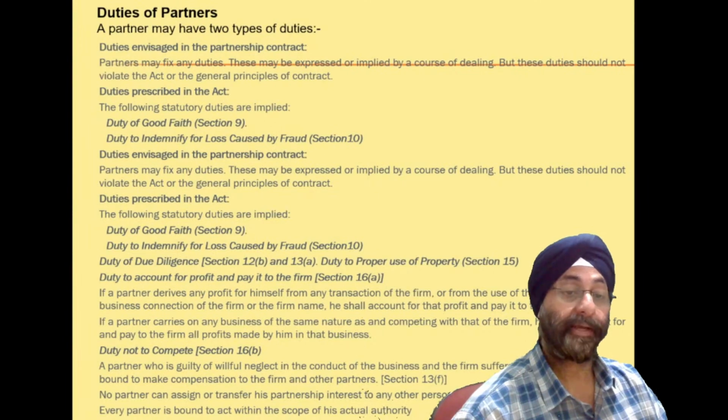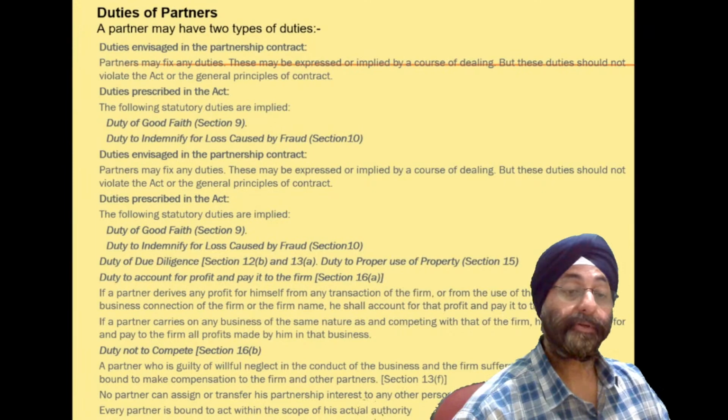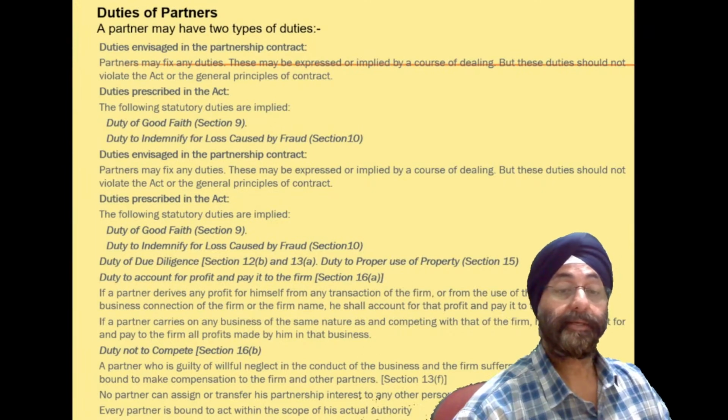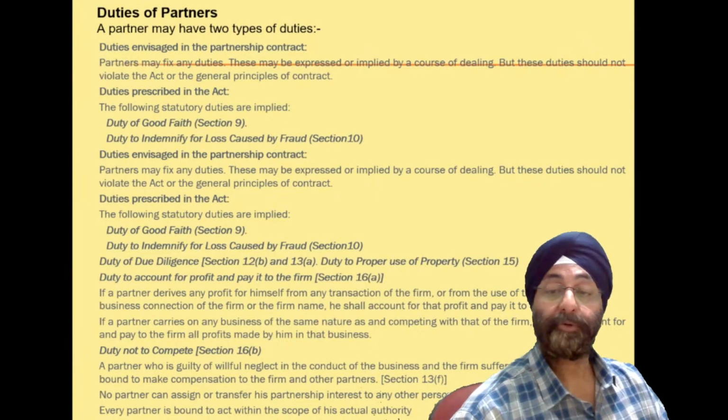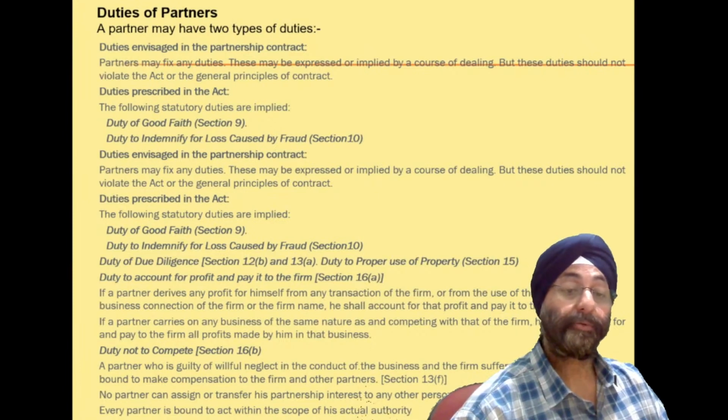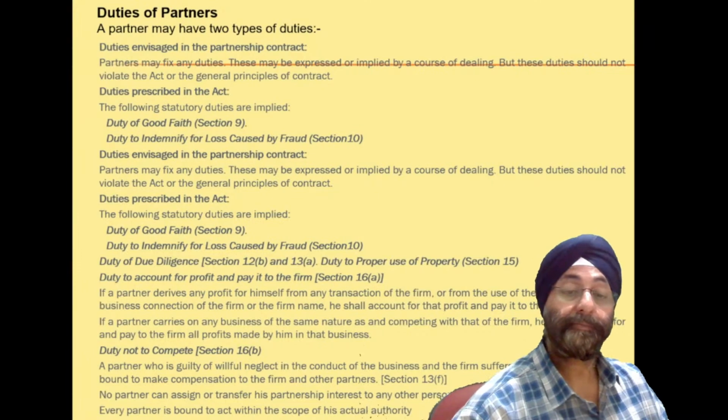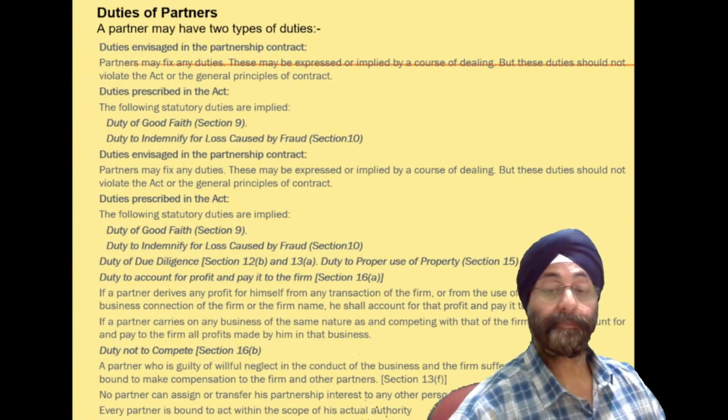Duties prescribed in the act. Duty of due diligence, section 12b and 13a. Duty to make proper use of property. Duty to account for profit and pay to the firm.